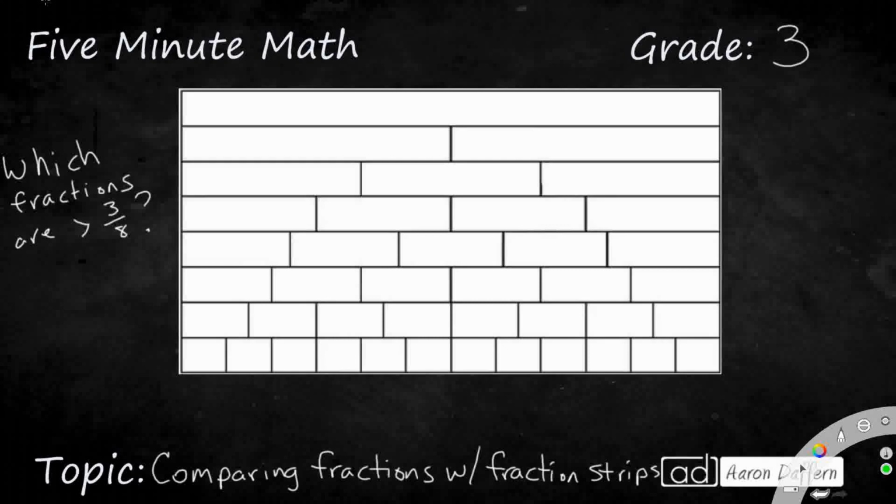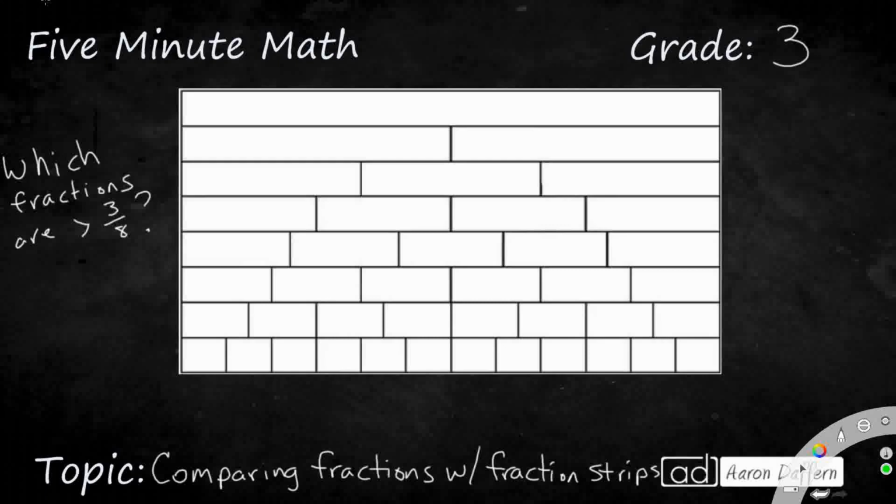So let's start with fractions that have the same denominator. So where are our eighths? Well, our eighths are going to be right here. So if I'm looking for 3/8, I'm just going to label these three right here. And these are going to be my 3/8.